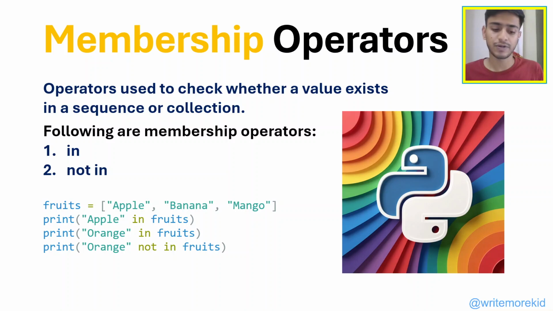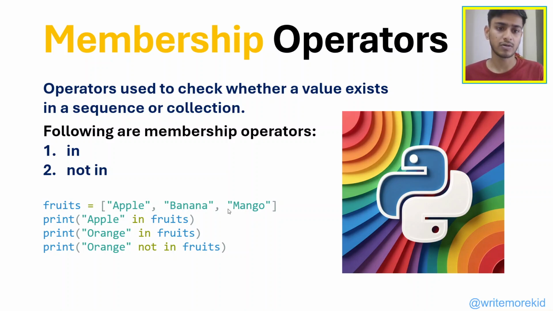Then we have membership operators. We will cover membership operators in a lot more depth in the upcoming lectures. A membership operator tells whether an element exists in a collection literal. In the previous lecture, I told you about collection literals: sets, lists, tuples, and dictionaries. So if you want to check whether an element exists in a certain collection, you can use them.